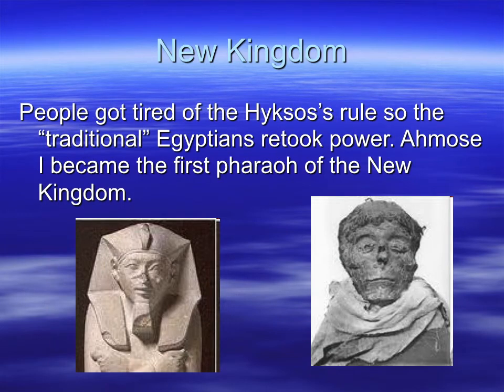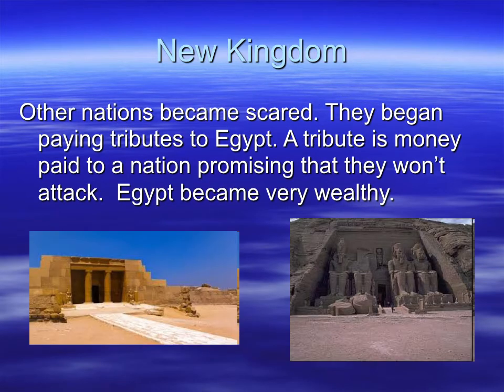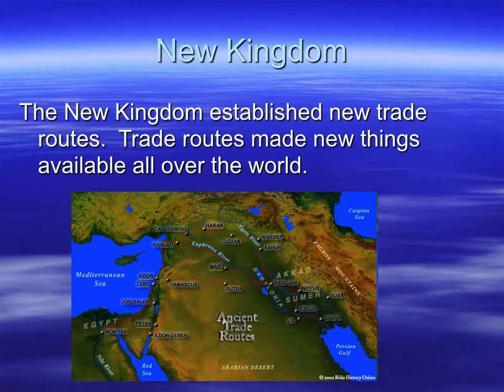And then we started talking about the New Kingdom and how your traditional Egyptians came back into power. This is a time of Egyptian dominance where they take a lot of Mesopotamia and Nubia and Kush and Syria and all the surrounding areas. They became very wealthy because they expected something called a tribute from these areas, saying basically, you pay us money and we're not going to come and beat you up. Trade routes started to flourish where the Egyptians were trading all around the Mediterranean and through Mesopotamia.